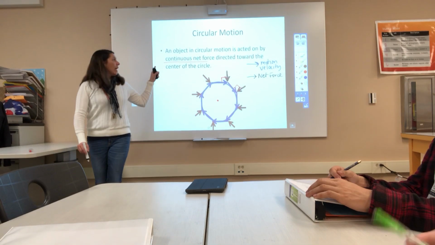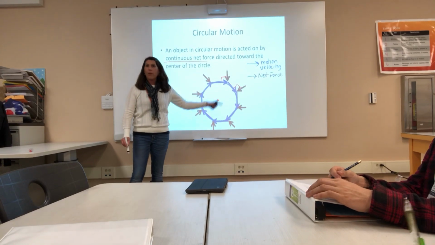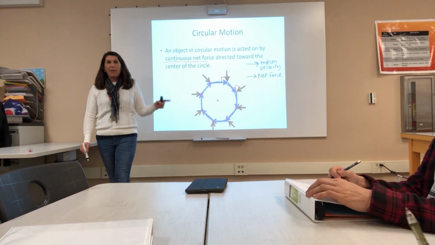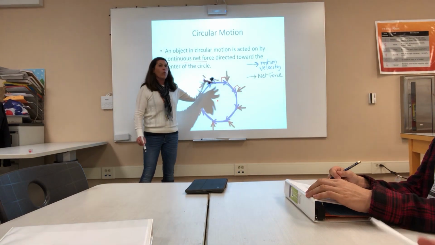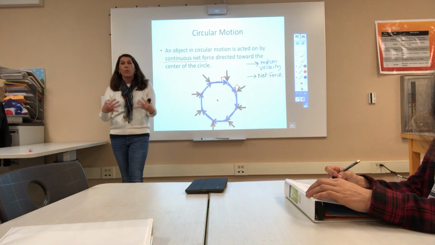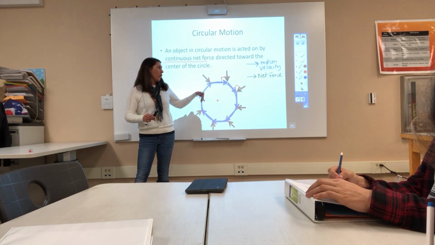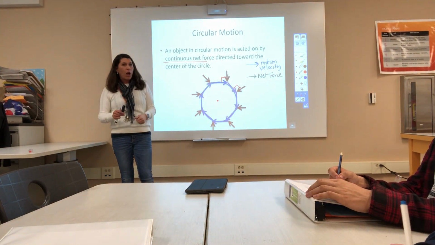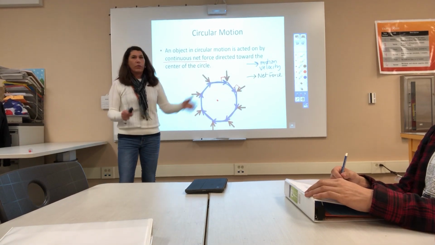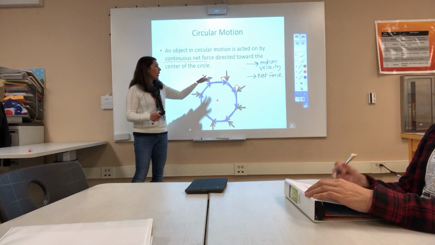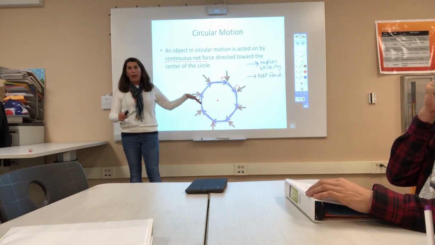So this idea of a continuous net force directed towards the center of the circle does not make me go in a spiral. It makes me go in a circle because I also have my own motion, my own momentum, or my own inertia that I need to keep in account for. So as I'm driving along, I keep driving the same exact speed, 30 miles per hour or whatever speed I was going, and I'm receiving continuous hits all along the way.